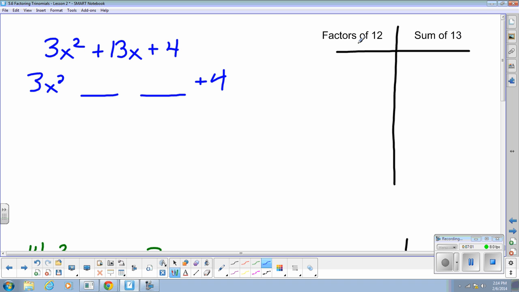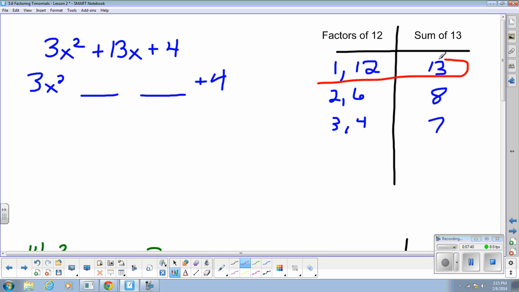So I go to my t-table, factors of positive 12, sum of 13. If it's a positive 12 and a positive sum, I want all positive factors. I can start right away with 1 and 12. I'm fortunate on this one because I know that 1 plus 12 is 13. If it wasn't 13, I would keep going: 2 and 6, which is 8, 3 and 4, which is 7, and that would be it. So 13 is the only one that I need. I wouldn't have to do the 2, 6, 3, 4 because I already found what I was looking for right here.